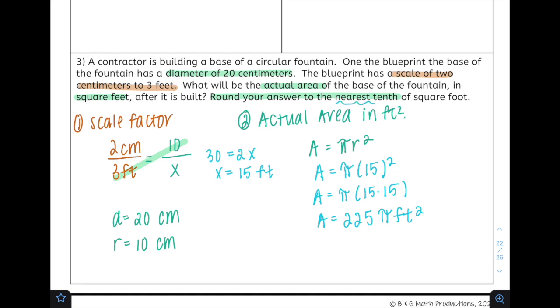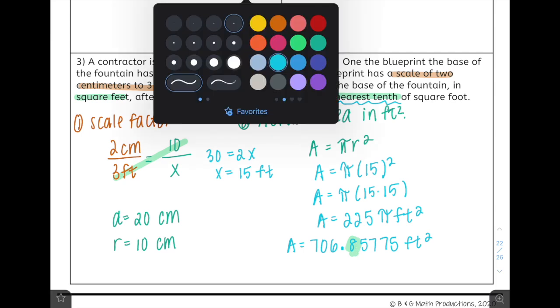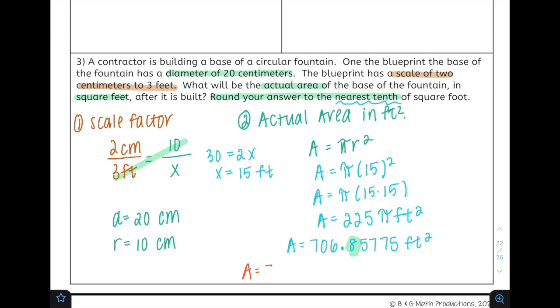And again, we're rounding to the nearest tenths place. When you multiply, you're going to get area is equal to 706.85775 feet squared. And I'm rounding to my tenths place, which would be to 8, which is really going to give me my answer of area equals 706.9 square feet.